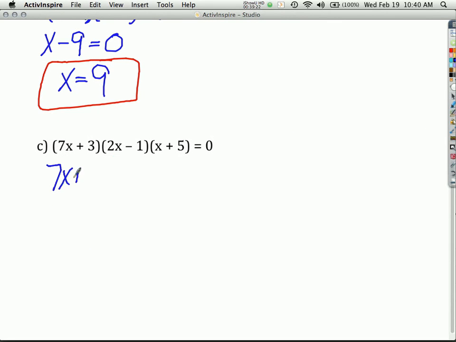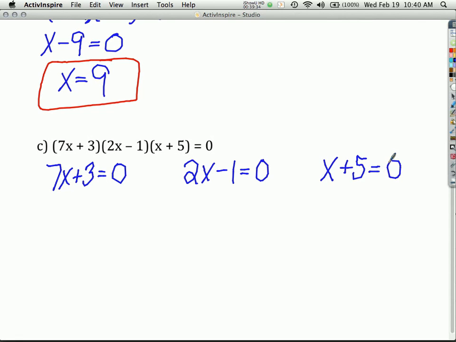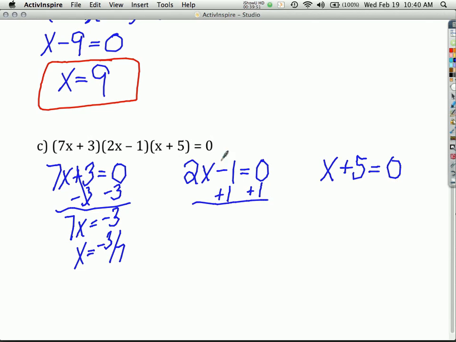So 7x plus 3 equals 0. 2x minus 1 equals 0. X plus 5 equals 0. Solve each one of them. You should be able to solve them pretty darn quickly at this point. You might even be able to use some creative mental math to get through this. Shouldn't really have to put too much thought in. Well, we're going to find out in a moment as we explore that as well.